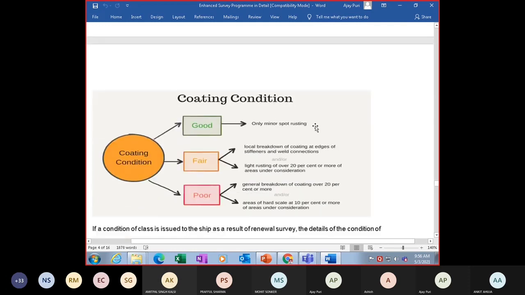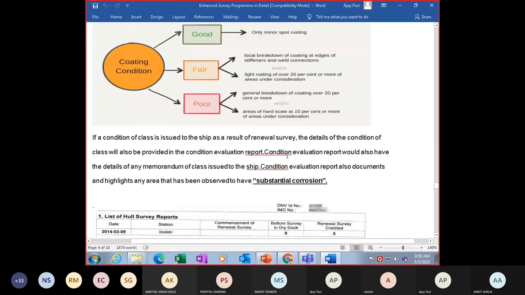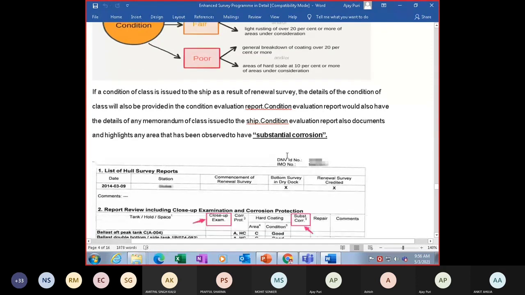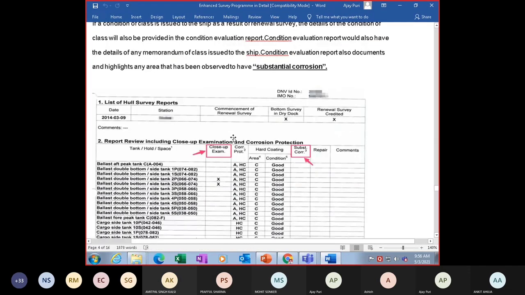So if it is only minor spot rusting, it is good. If it's got local breakdown, that is fair, which is a light rusting of 20% or more. Poor is when you have more than 20% of breakdown of coating, or hard scale of 10% or more, there you have poor condition of coating. So those areas are determined. And then your substantial corrosion areas, which have used up 75% of your margin, those are your substantial corrosion areas.